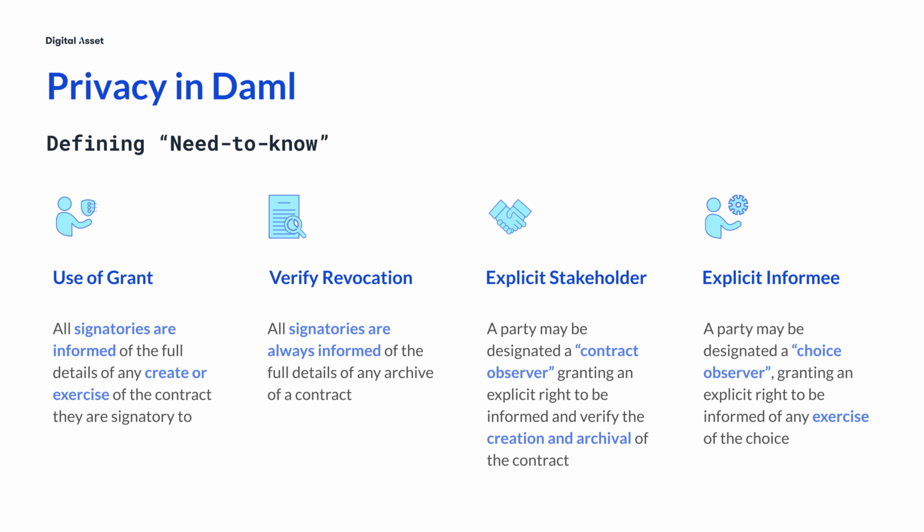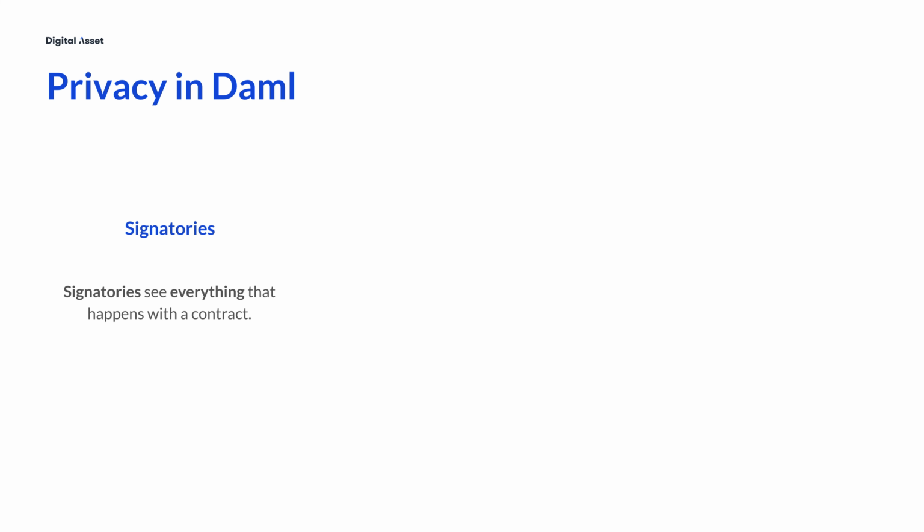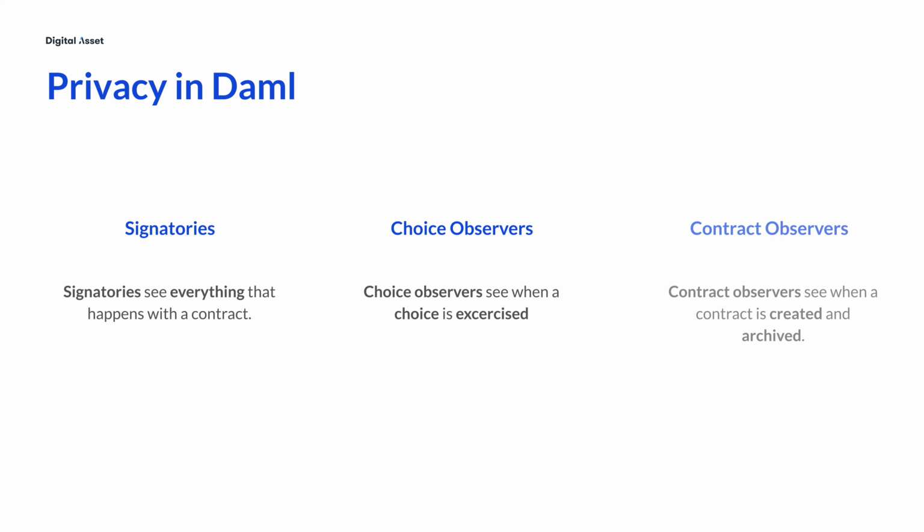When analyzing a workflow, we just need to keep 3 things in mind. Signatories see everything that happens with a contract, as they have a need to know of their authorization grant, every use of that authorization, and the details of its eventual revocation. Choice observers see everything about a specific choice when it is exercised, as this makes them an explicit informee of any exercise of the choice. Contract observers see the creation and everything about the archival of a contract, as they have been made an explicit stakeholder in the authorization grant represented by the contract.